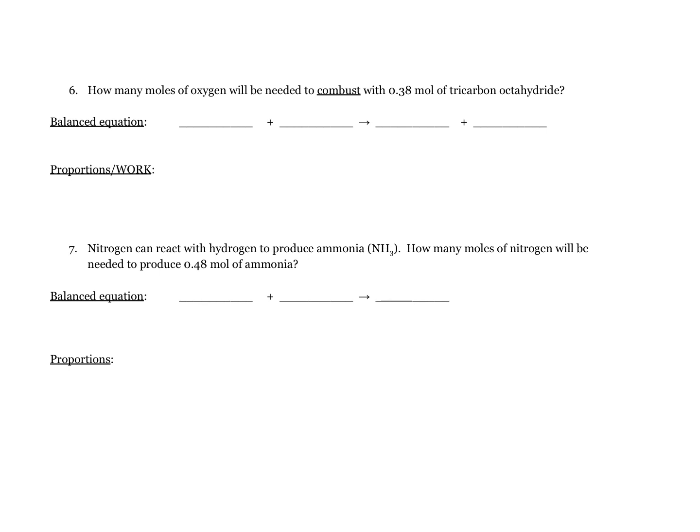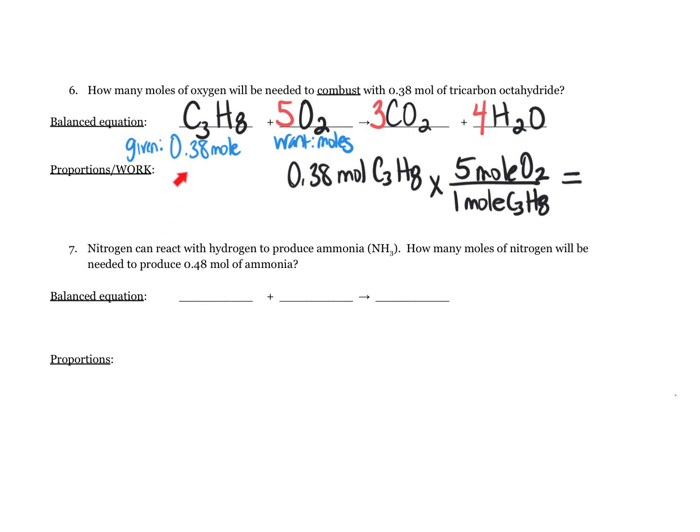So this first one is a combustion reaction of a hydrocarbon. So you can see I've got the equation written out, but I do need to balance it. So now you can see I put in my coefficients to balance it. I'm ready to start with what I'm given. So I'm given 0.38 moles of C3H8. So that's what I'm starting with. I want to find how many moles of oxygen.